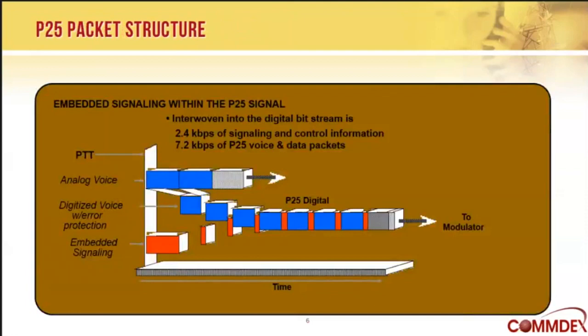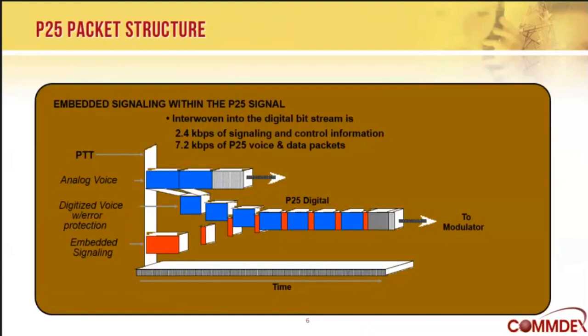A P25 packet, we said the raw data rate was 9,600 bits per second. Well, that 9,600 has two parts to it. 2,400 of that is embedded signaling. This has to do with RF signaling and error detection and correction. 7,200 of that 9,600 is allocated for the P25 voice and data packets. So 7,200 bits per second is available for the data side.